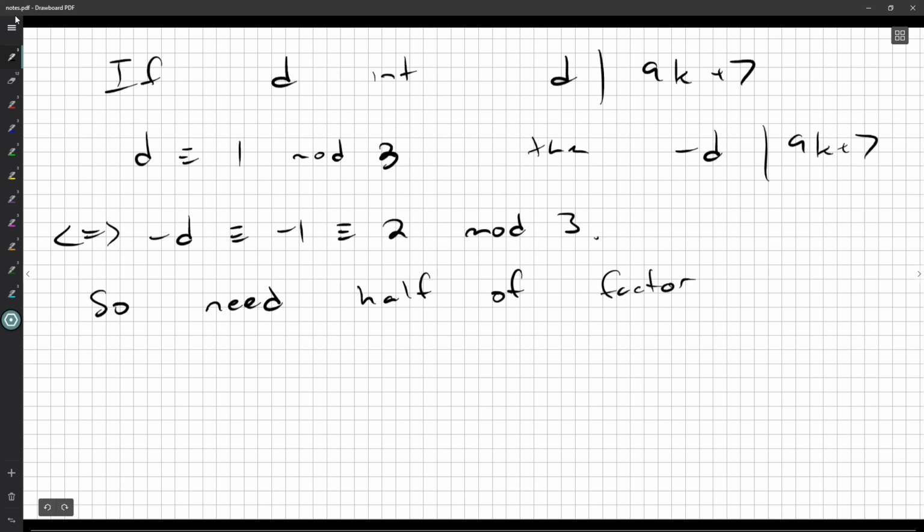So for every factor that is congruent to 2, you get a factor that's congruent to 1. Every factor that's congruent to 1, you get a factor that's congruent to 2. So we need half the factors of 9k plus 7 to be... So if we need 8 factors, we need 9k plus 7 to have 16 factors exactly.